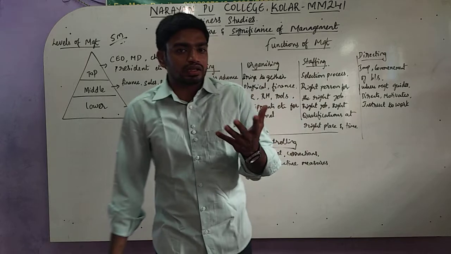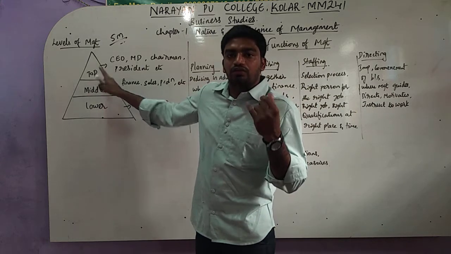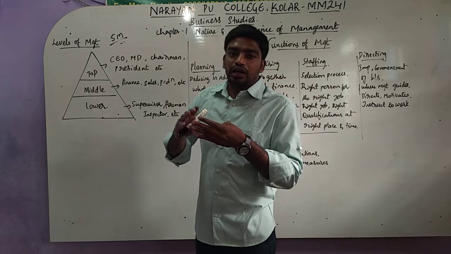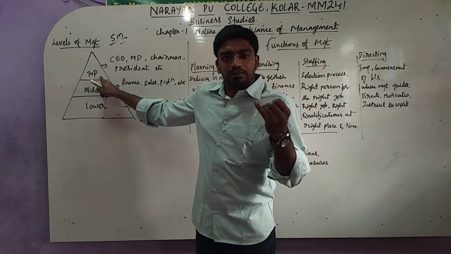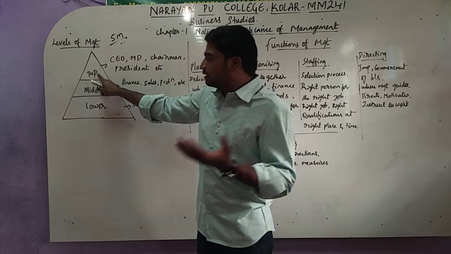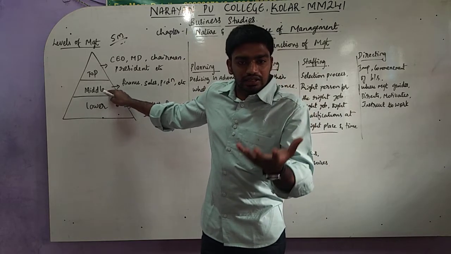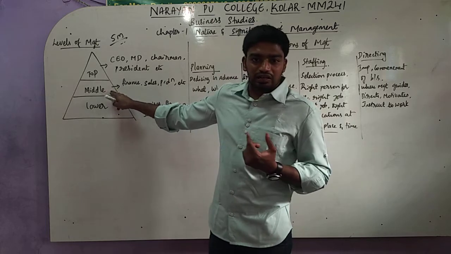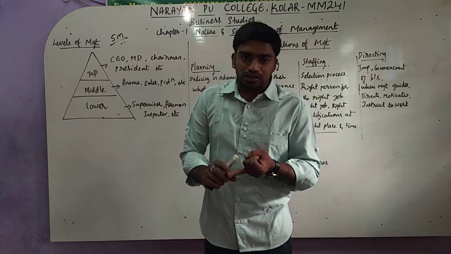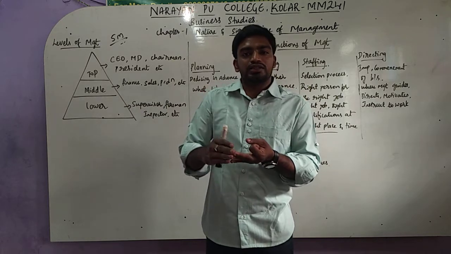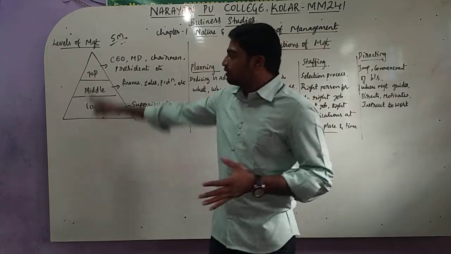Let's go for the example of the college. Who is the top level management of our college? For example, the chairman, principal sir, trustee, president, vice president. Next, middle level management means HODs, senior lecturers, junior lecturers. Lower level management is nothing but D group people, for example our college drivers, gatekeeper, and cleaners. This is the best example of our college for the levels of management.